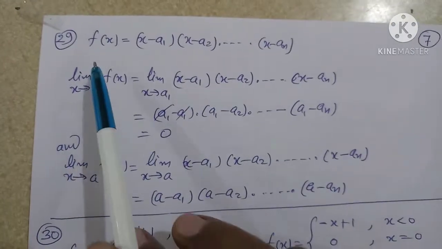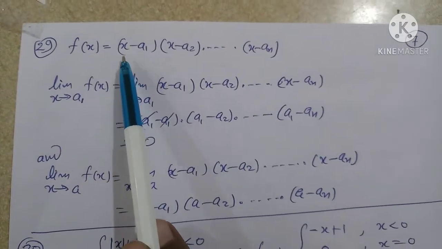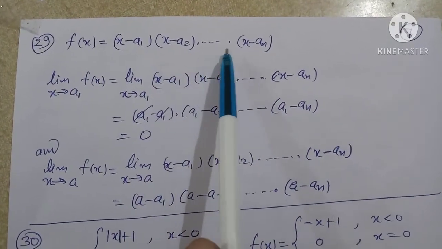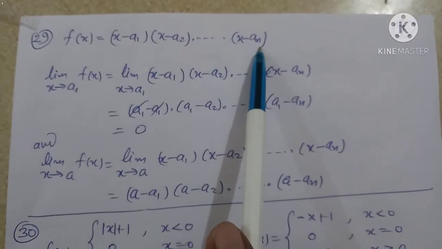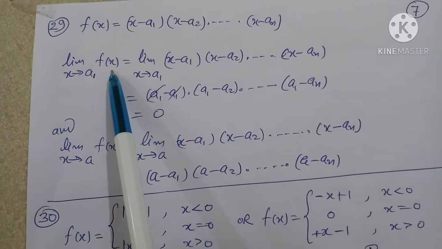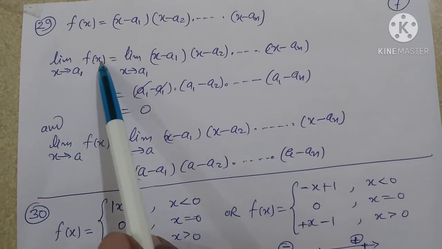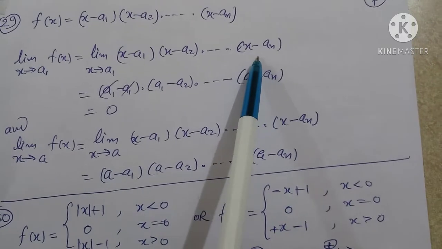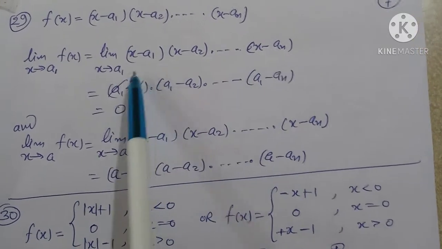Now next question number 29. Here function f(x) is (x minus a1) into (x minus a2) into dash dash dash up to (x minus an), and we have to find the limit x tending to a1 of f(x). So first write in place of f(x) (x minus a1) into (x minus a2) into dash dash dash up to (x minus an) and raise the limit.